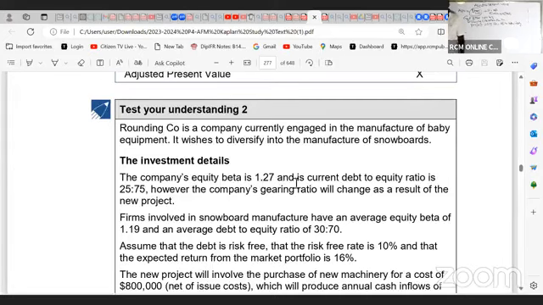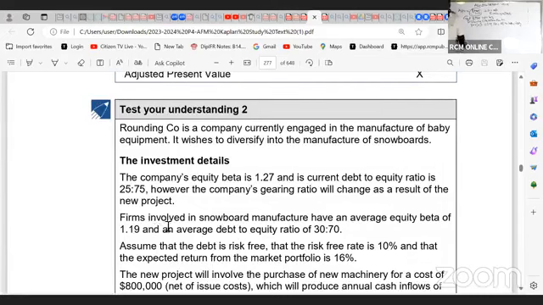And its current debt to equity ratio is 25 to 75. Again, this is kind of useless for now. However, the company's gearing ratio will change as a result of the new project. Firms involved in snowboard manufacture have an average equity beta of 1.